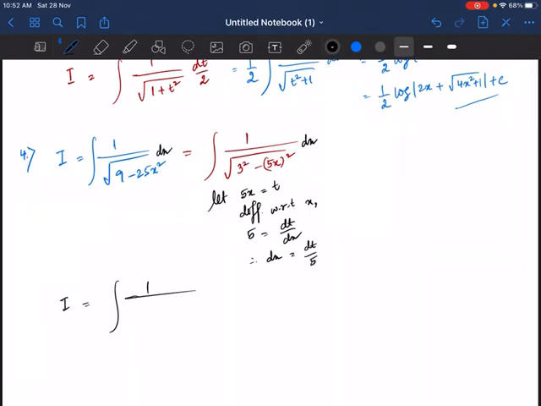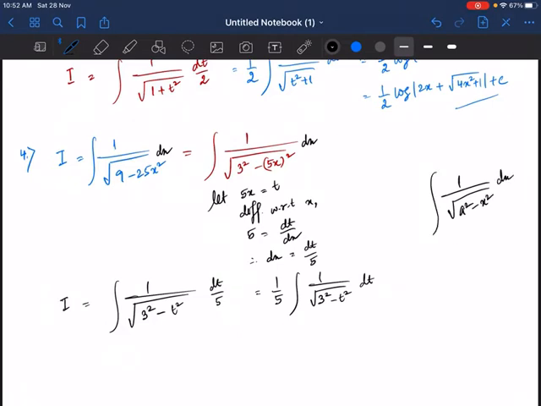So I is equal to 1 by root over of 3 square minus, in place of 5x I am writing t, so we have t square, and in place of dx I will write dt by 5. So 1 by 5 taken out, integration of 1 divided by root over of 3 square minus t square dt. We know the integration of 1 by root over a square minus x square, and that is sine inverse x by a plus c, right?